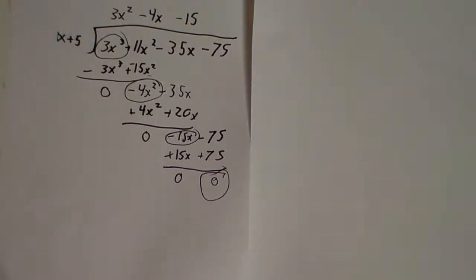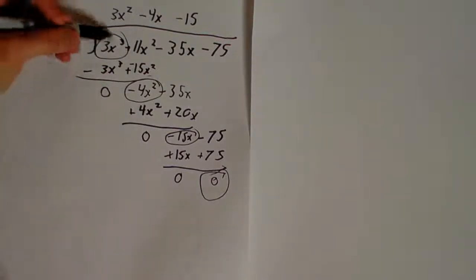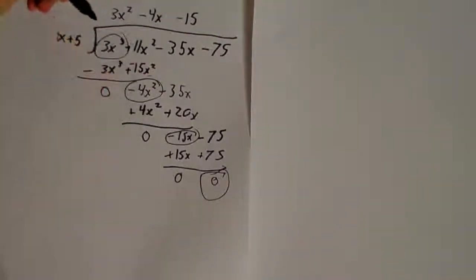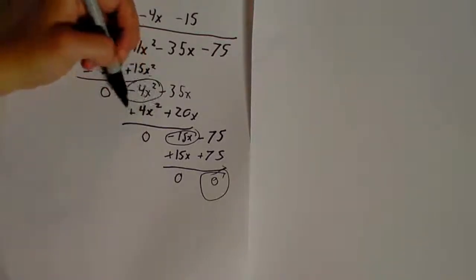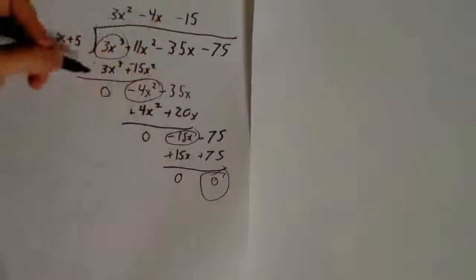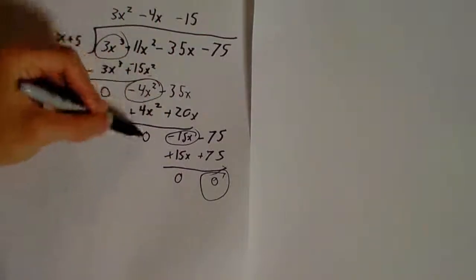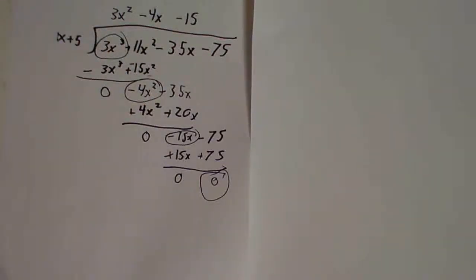The third thing we can notice is that we're subtracting needlessly. Like I said, these are all canceling to 0, right? So why do we bother subtracting 3x cubed? Why do we bother adding 4x squared, subtracting 15x, when we already know that that's just going to cancel to 0, 0, 0, right? So that's something that we can save time by not doing, possibly.